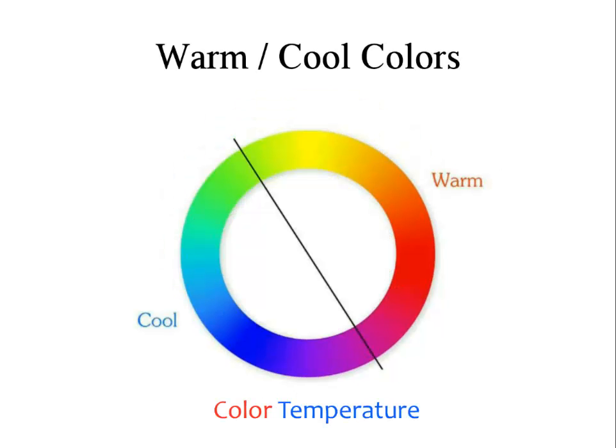Okay, so color temperature. So in our color wheel, we also have what we call warm and cool colors. So in here we have our color wheel, and it is divided in the middle by a line. And on the left side here we have our cool colors, and on the right we have our warm colors. What are our warm colors? So these are the colors that we would associate with warmness or hot temperature. So you have your warm greens, your yellows, your oranges, your reds, and then your pinks and your warm violets. Okay, and then on the cool side, we have our cool greens, cyans, our blues, our purples, and then our cool violets. So what is the use of color temperature?